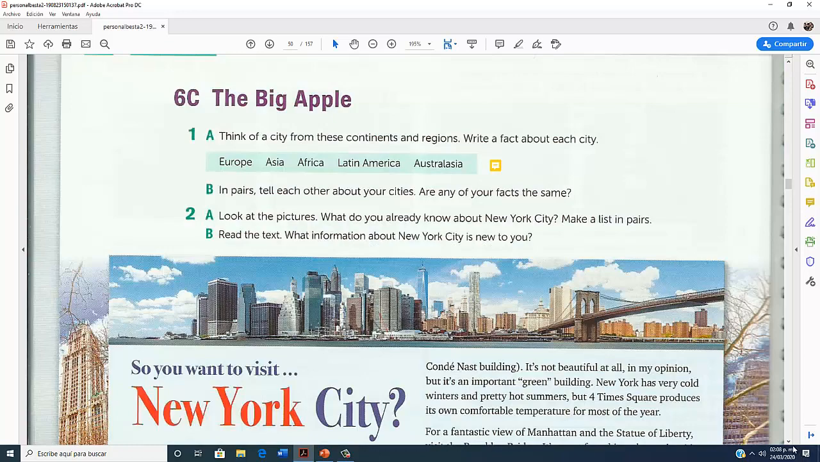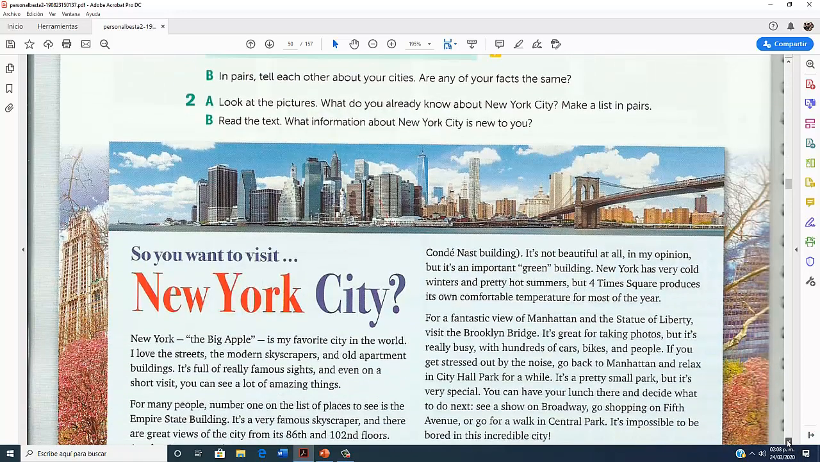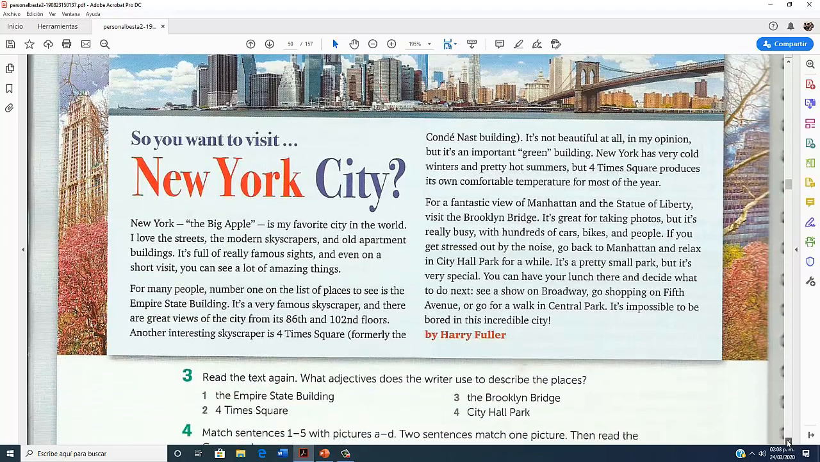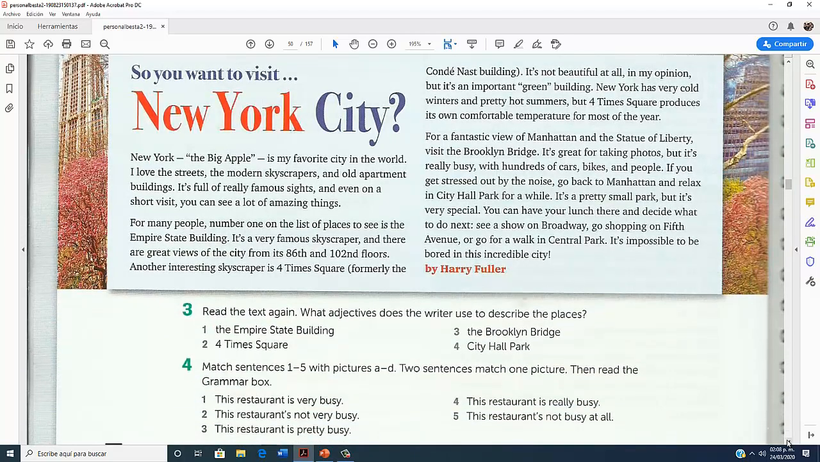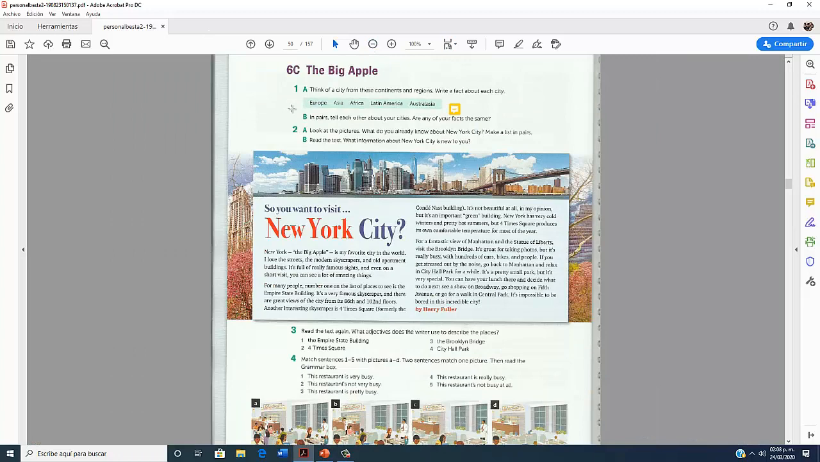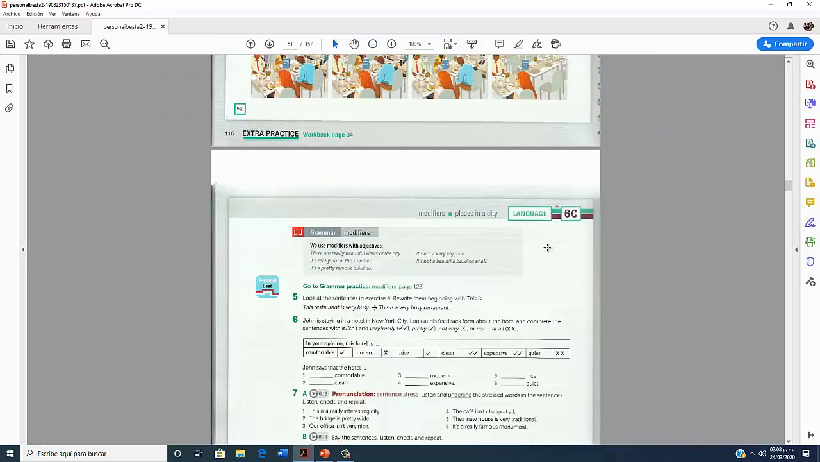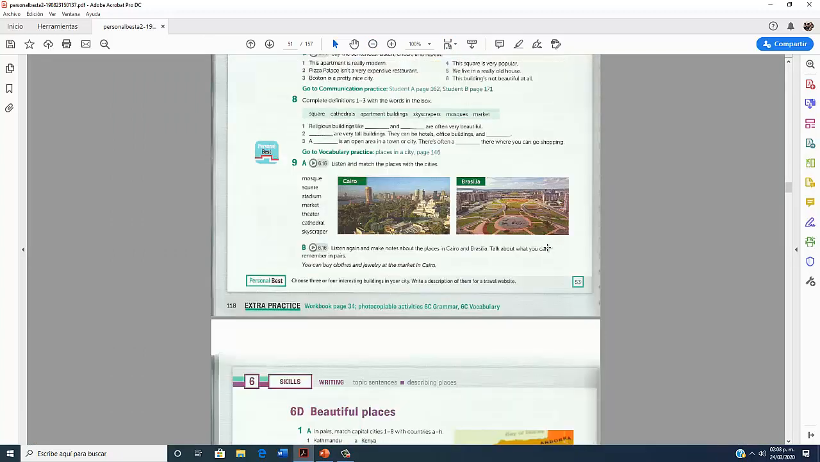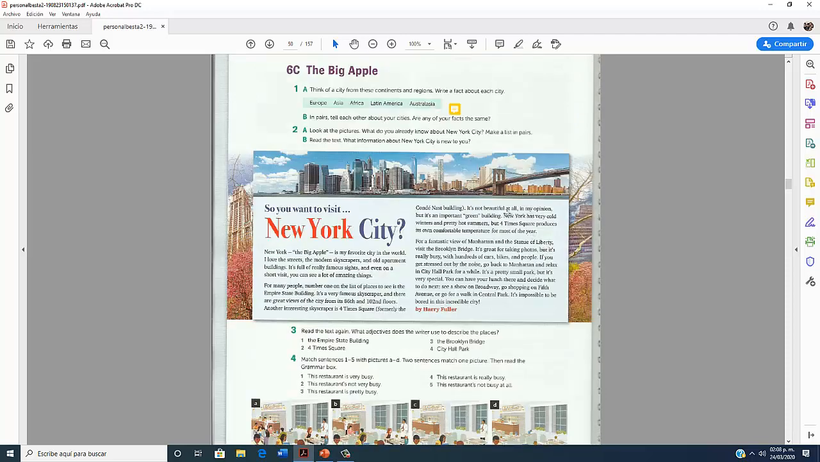New York. We have seen information in movies. This is maybe one of the most famous cities. So what do you know about this? Look at the pictures. I only see one picture here. Or is there another picture there? Oh no, that's only one picture. Why do I look at the pictures? Oh yeah, because here there are.